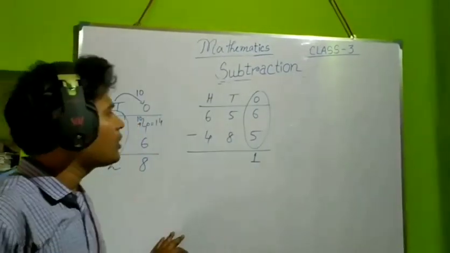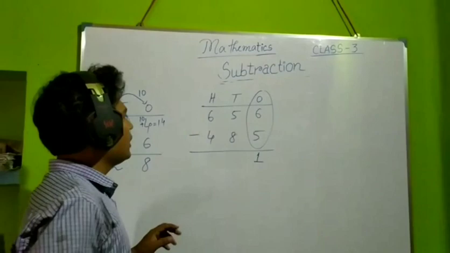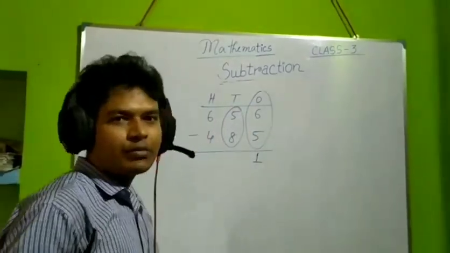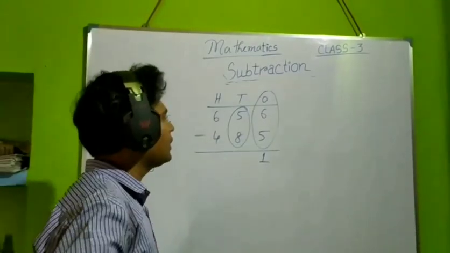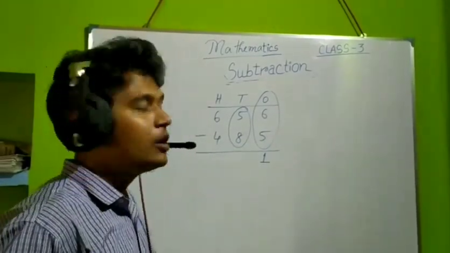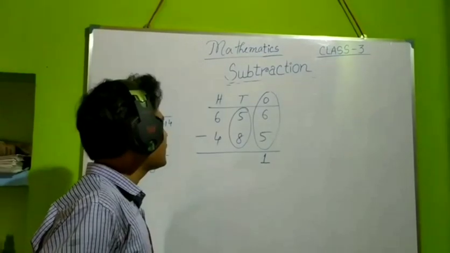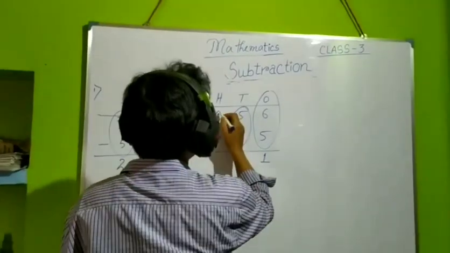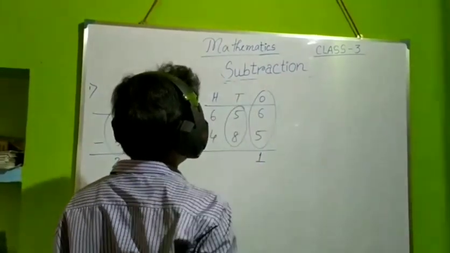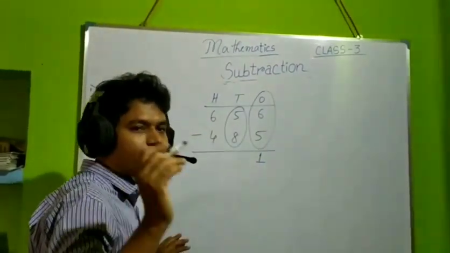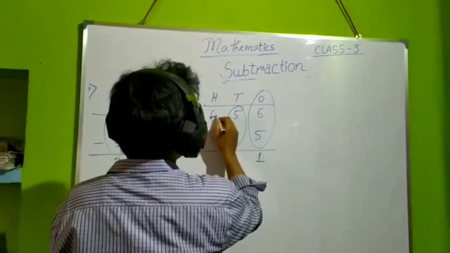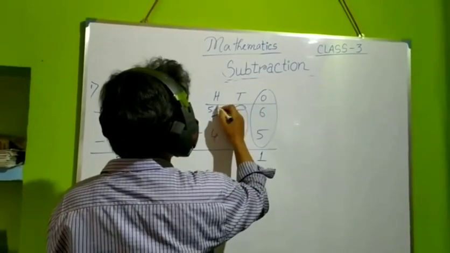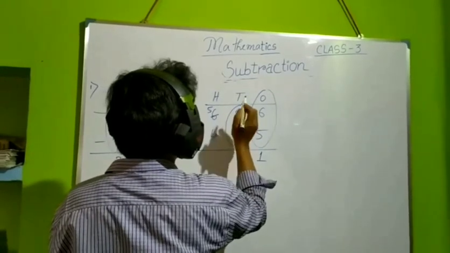Okay. Now you come to the tens place. At tens place, you can see that 8 is written at subtrahend and 5 is written at minuend. So it is not possible to subtract 8 from 5. Now we have to borrow 1 from 100 place. Then 6 becomes 5, and as we borrow 1, then 1 is added with 5.